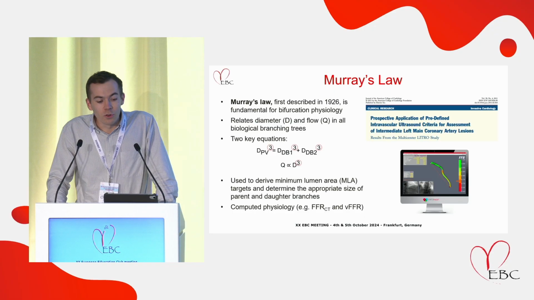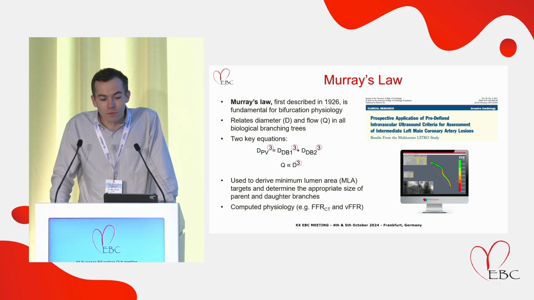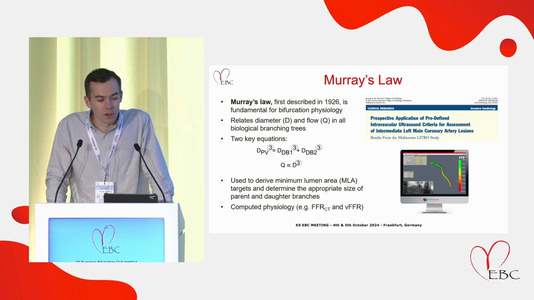Hello, good afternoon, everybody. My name's Daniel Taylor. I'm a clinical research fellow at the University of Sheffield, and today I'm going to be talking to you about how big bifurcations should really be. I'm presenting a systematic review and meta-analysis of Murray's law in coronary arterial bifurcations. You're probably all familiar with Murray's law. It's a fundamental principle of bifurcation physiology, first described almost 100 years ago, and it relates diameter and flow in all branching trees, including the coronaries.